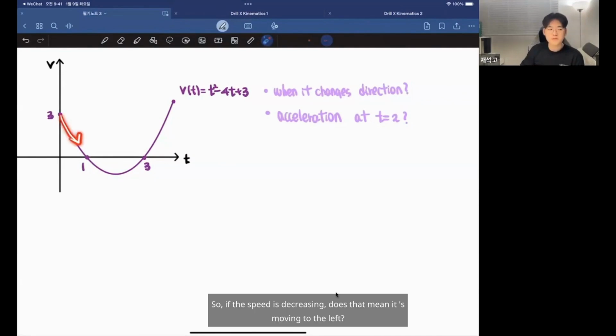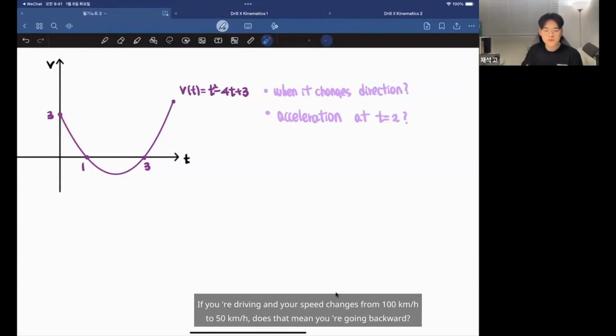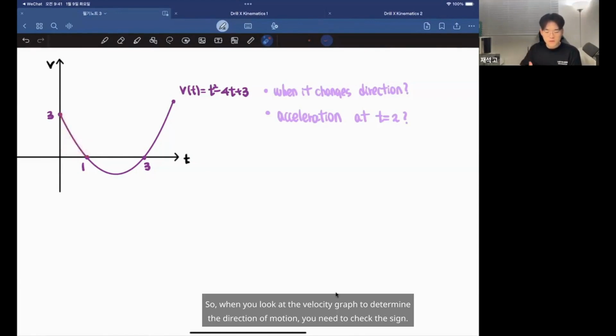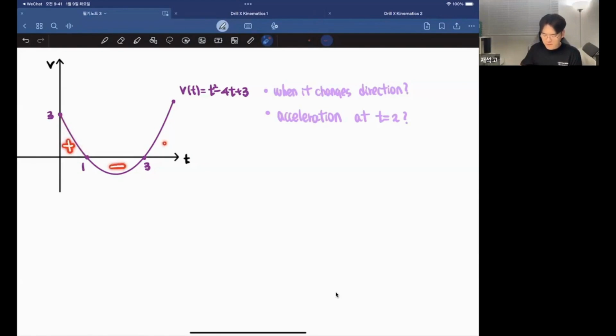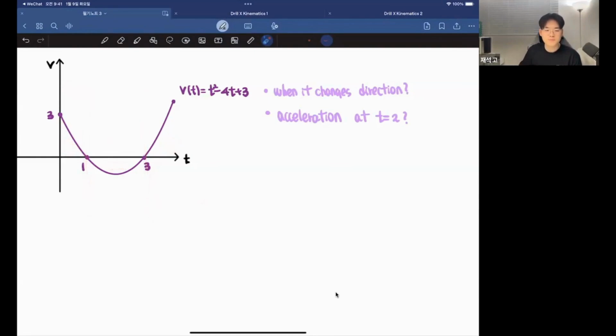So, if the speed is decreasing, does that mean it's moving to the left? Oh, no. If you're driving and your speed changes from 100 km/h to 50 km/h, does that mean you're going backward? No. When we're looking at velocity, in terms of direction of motion, we're not just looking at whether it's increasing or decreasing, we're looking at whether it's positive or negative. So the velocity is positive at first, so it's moving forward. As I move forward, my speed is decreasing, but you're still moving forward. So when you look at the velocity graph to determine the direction of motion, you need to check the sign. So it goes to the right until t is 1, then it goes to the left from 1 to 3, and after 3, it goes back to the right.